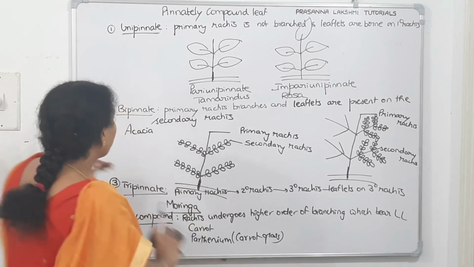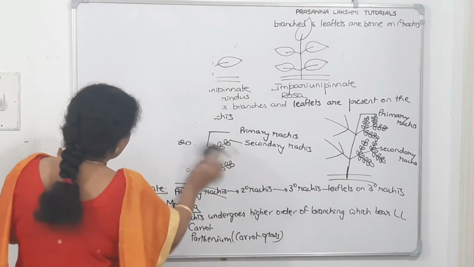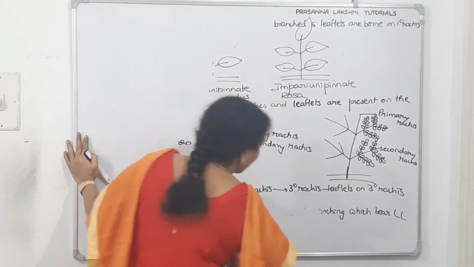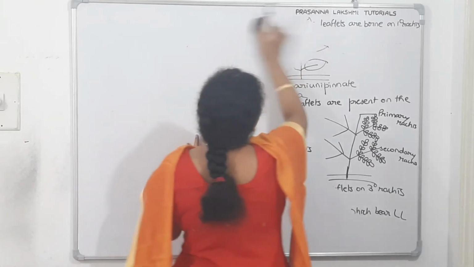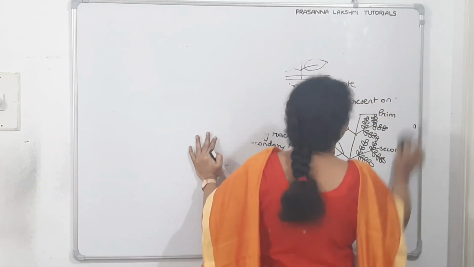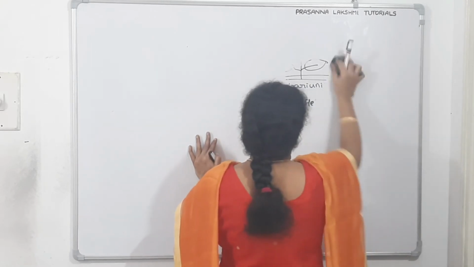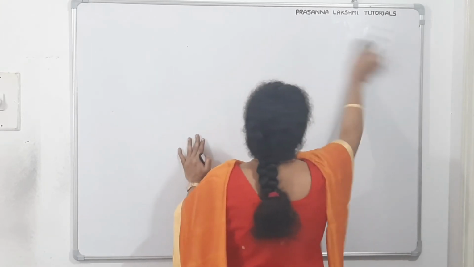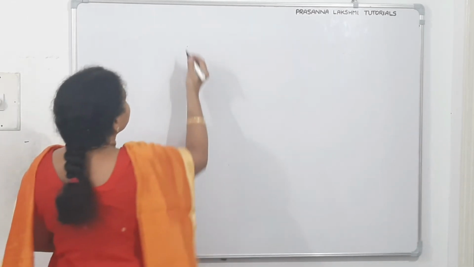Now let us talk about palmately compound leaves also. What is palmately compound leaves? We told rachis is absent. Rachis is absent and all the leaflets are present at the tip of the petiole. Now, if at the tip of the petiole one leaf is there, unifoliate. If two leaves are there, bifoliate. Three leaves are there, trifoliate.